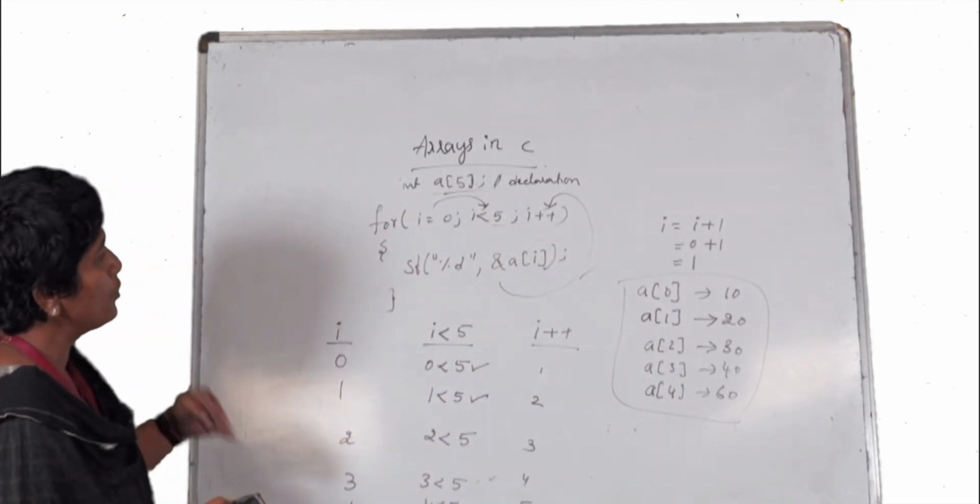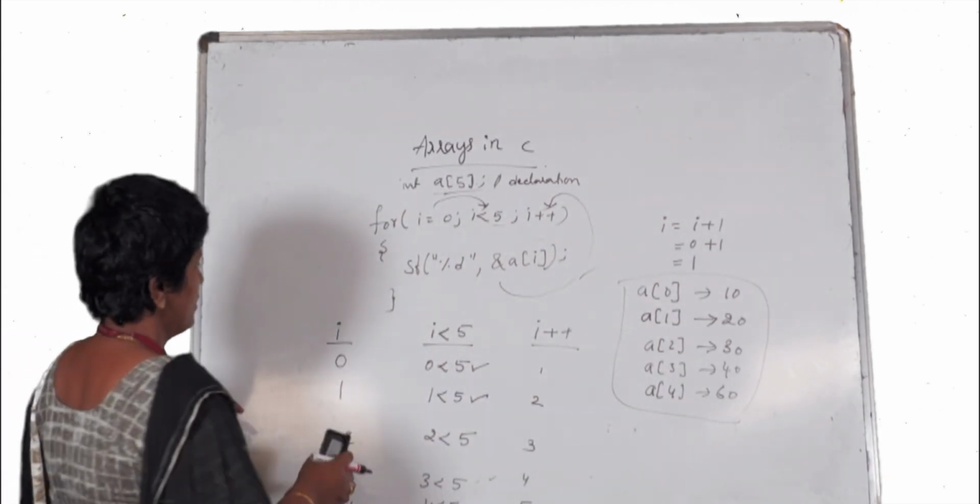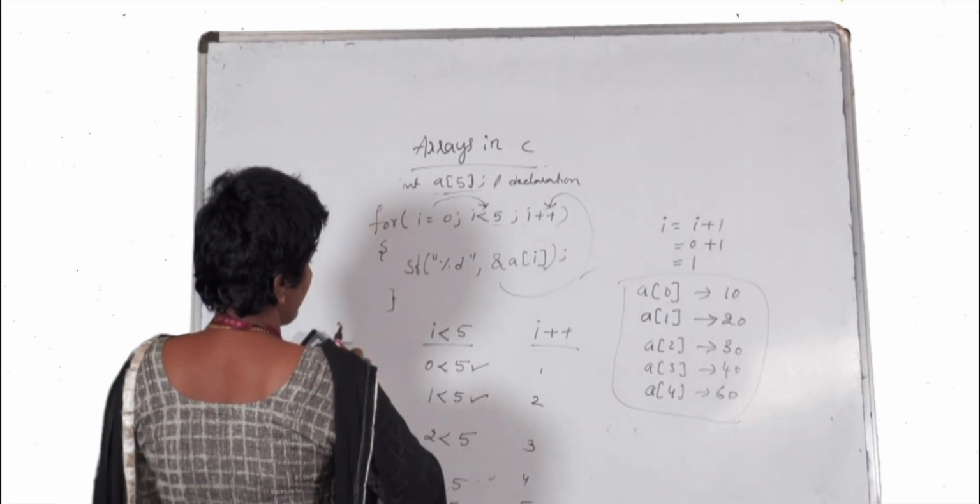Now, how do we print these elements? The same thing: we take the same for loop.